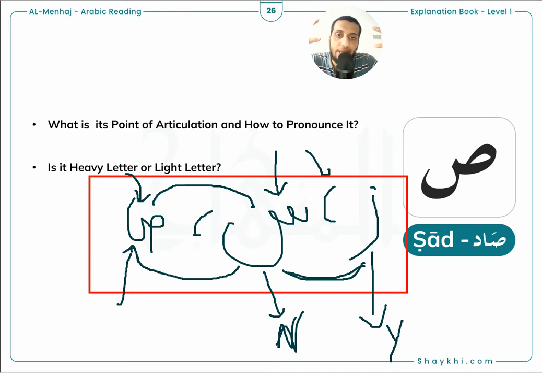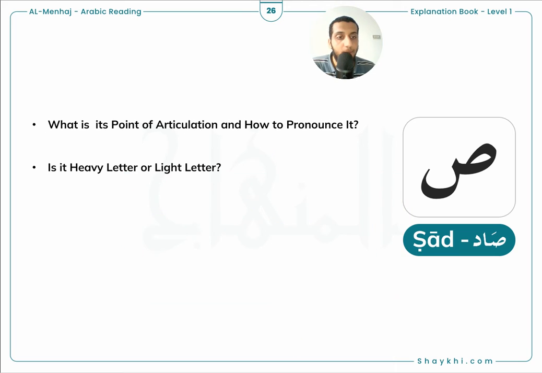To understand this in deeper detail, you have to first watch the episode of the letter zay and the episode of the letter sin, and then go back again to the letter sad. So this is the difference between these similar sounds, because they have the same point of articulation and the same way of pronouncing them.